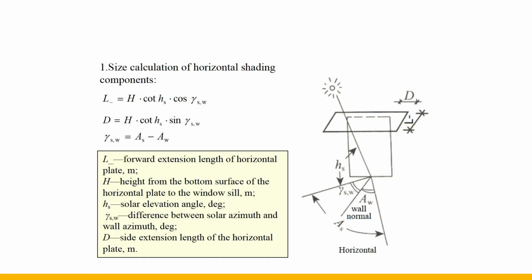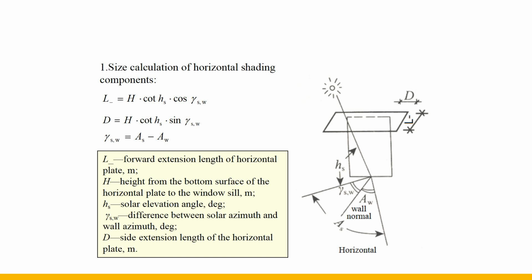The size of the shading component needs to be determined by calculation. The calculation of the forward extension lines and the side extension lines of the horizontal plane is similar. The difference is the calculation of the difference between the solar azimuth angle and the wall azimuth angle. The former adopts the cosine and the latter adopts the sine. The calculation of solar altitude angle and solar azimuth angle is learned in the next chapter.